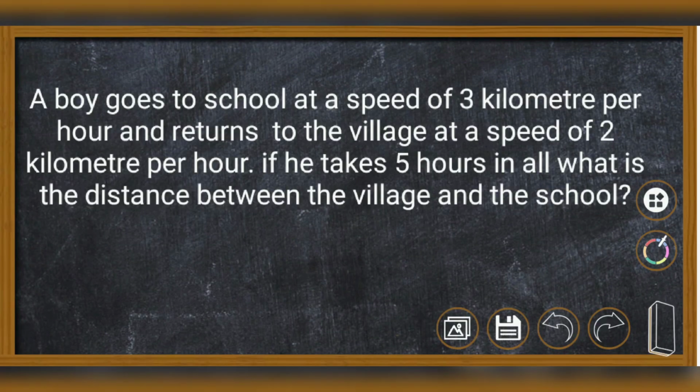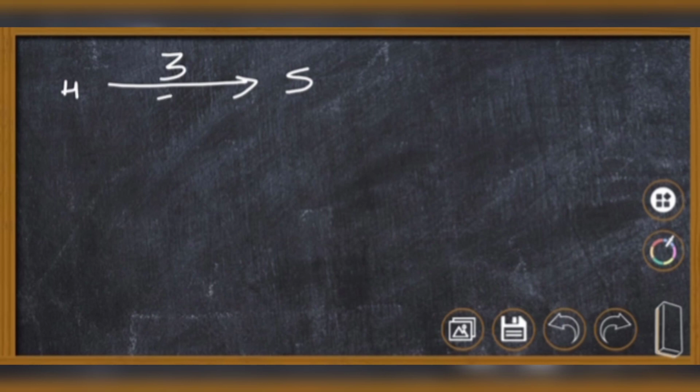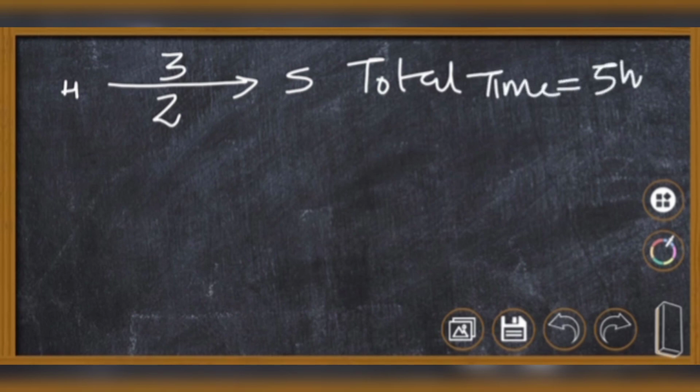It is 10 kilometer. A boy goes to school at a speed of 3 kilometer per hour and returns to village at a speed of 2 kilometer per hour. If it takes 5 hours in all, what is the distance between the village and the school? Okay, this is a question. So here S1 and S2 are given and the total time taken by him is also given. So from his house to school, he takes 3 kilometer per hour and 2 kilometer per hour when he returns. So the total time taken is 5 hours.